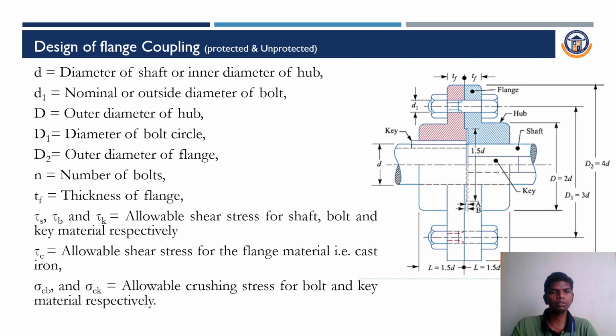These are the parameters we must know while designing the flange coupling. d stands for the diameter of the shaft, and D1 is the nominal diameter. Capital D1 is the diameter of the bolt. D is the outer diameter of the flange, n is the number of bolts, t is the thickness of the flange, and tau s is the corresponding shear stress. Look at this diagram for easy understanding.